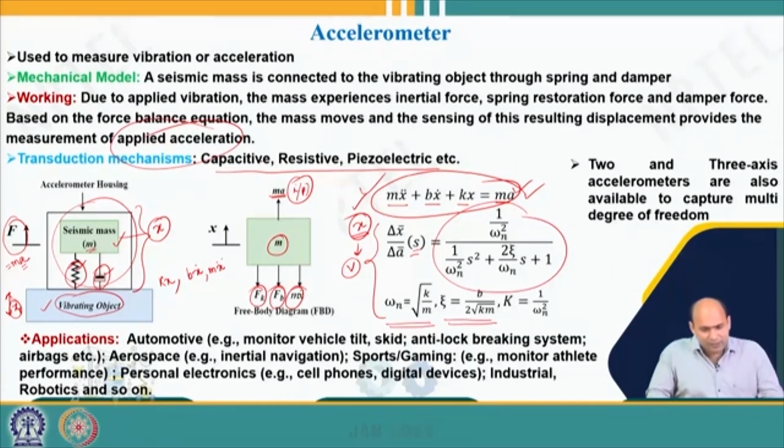So what are the major applications of accelerometers? We can find its application in automotive, like for monitoring vehicle tilting, skidding, anti-lock braking system, and in airbag deployment system, already we discussed earlier about this airbag application. Then we have aerospace applications where we can use it for inertial navigation. Then we have sports or gaming applications to monitor athlete performance. Then we have our personal gadgets like cell phones, digital devices, and finally the industrial, robotics, and various other kinds of applications, right?